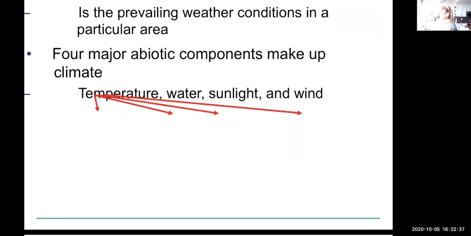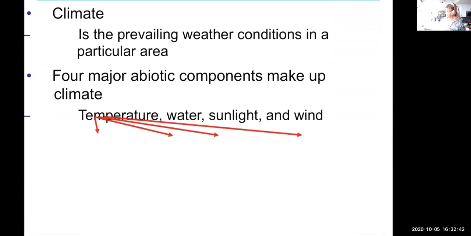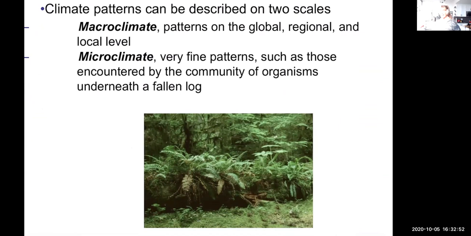And climate, of course, is very important. Temperature, water, sunlight, and wind are the major abiotic components that make up climate. But you can look at climate on a big scale, on a macro scale, that affects a global distribution of organisms, or microclimate on a very small scale. So you don't really think of that very much.